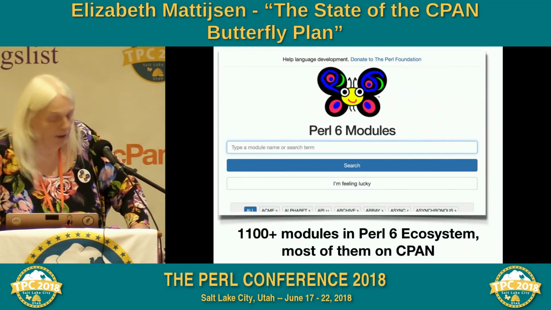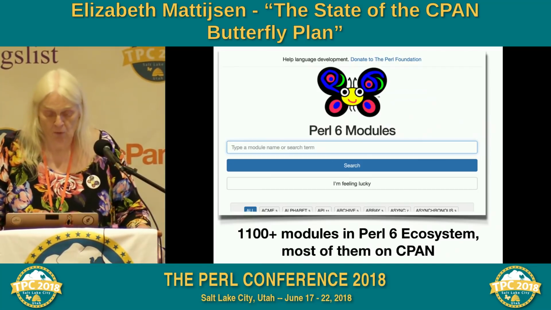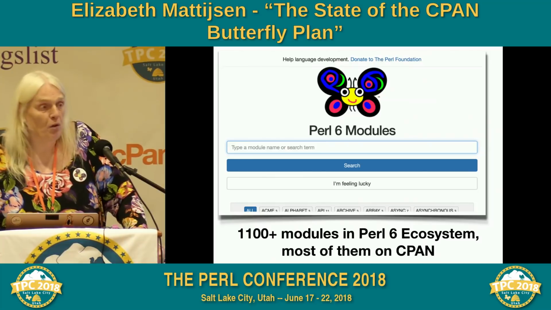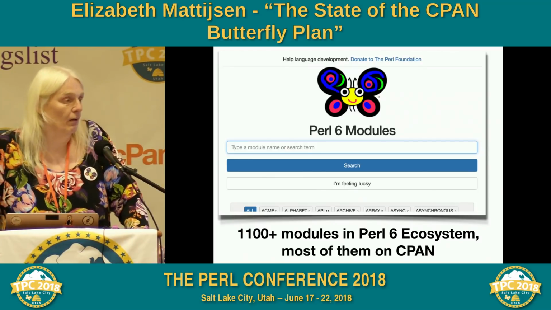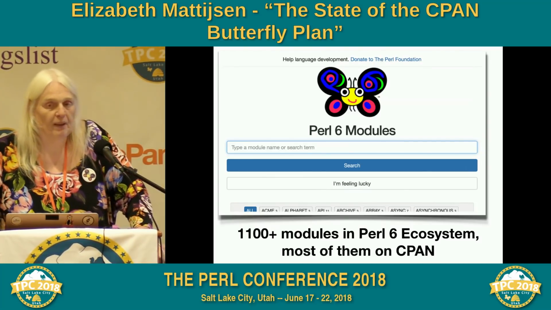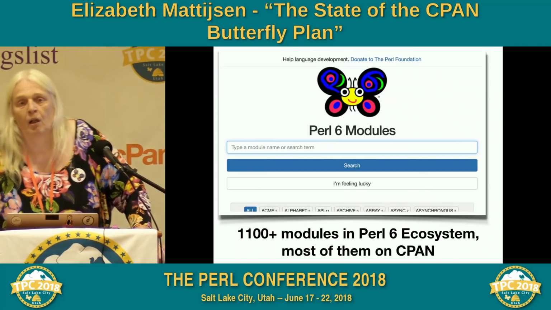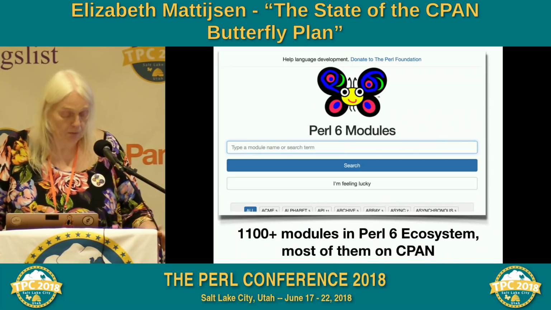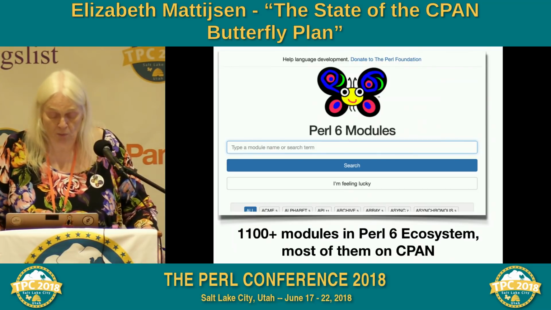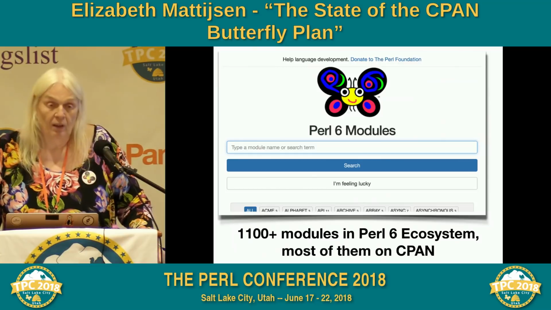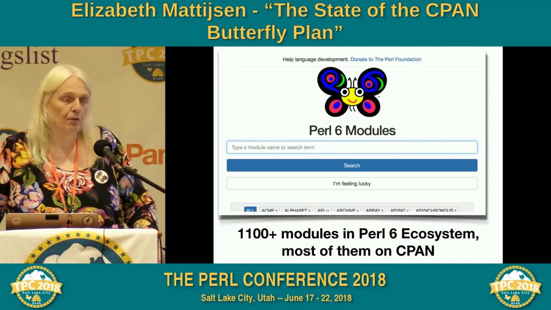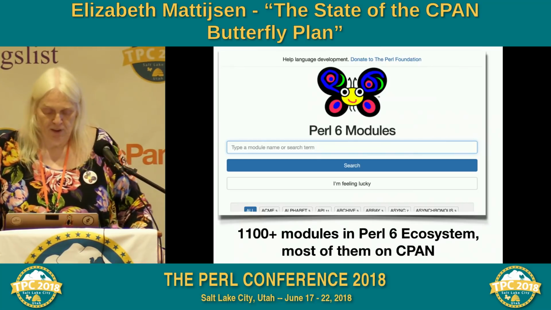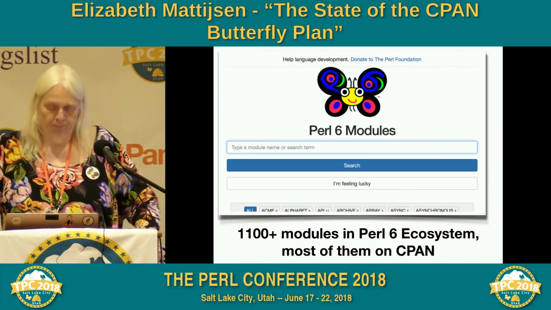We have the Perl 6 ecosystem. We have about 1,100 modules in there. And most of these modules are actually on CPAN. We use the CPAN infrastructure to store Perl 6 distributions, so they get distributed all over the world, so that you're closer to your mirror and you can download them more quickly. They're carefully separated from the Perl 5 modules. In the past, we've had some glitches there that upset some people, but I think we got it covered now.